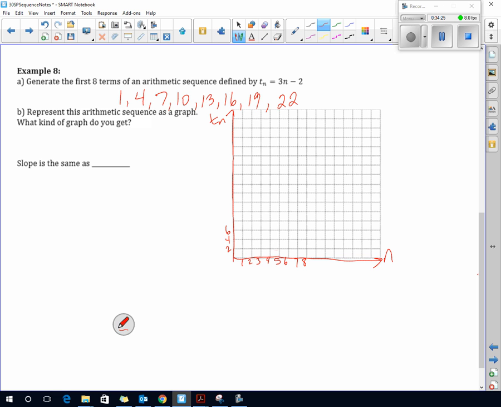So I'm going to plot. The first term is 1. The second term is 4. The third term is 7. The fourth term is 10. The fifth term is 13. The sixth term is 16. The 7th term is 19, and the 8th term is 22. What kind of graph do you get?